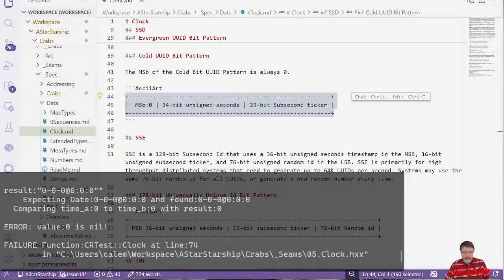What that means is that all you get is 2 to the 29th, which is half a billion different UUIDs per second that you can generate in your distributed system as a whole.